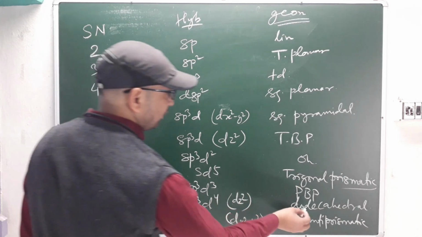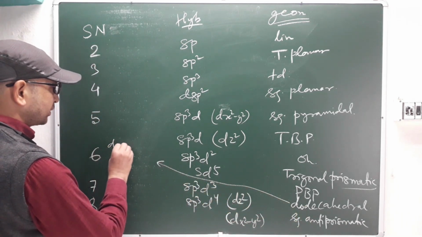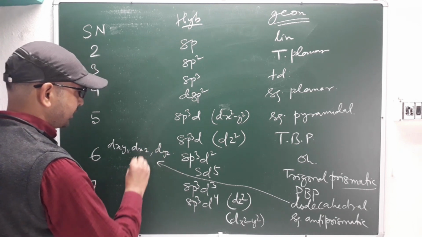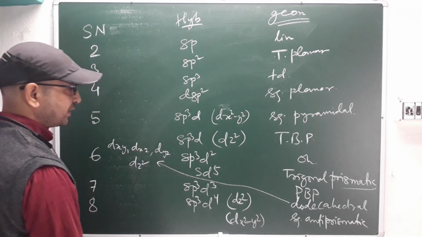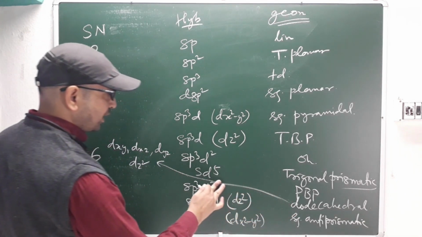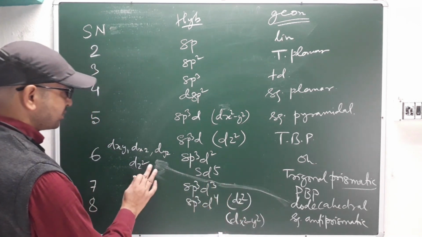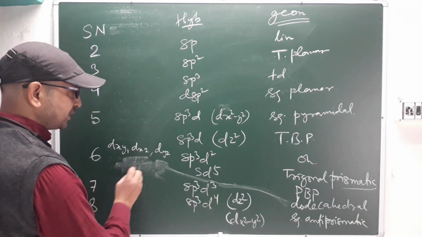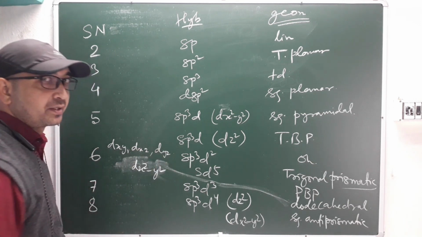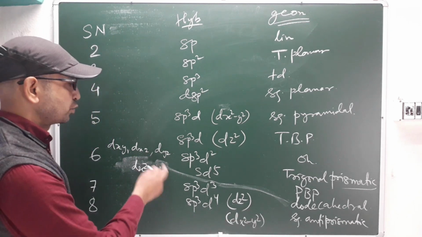dz square means it will be dodecahedral. Just I will take it down here. Dodecahedral means dxy, dxz, dyz and dz square. If it is taking, then it will be dodecahedral. And for square anti-prismatic, what will happen? Square anti-prismatic, instead of dz square, it will be dx2 y2, remaining will be same, right? So this will be square anti-prismatic if it is dx2 y2, correct?